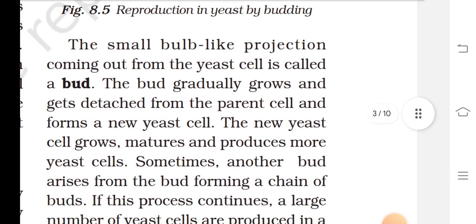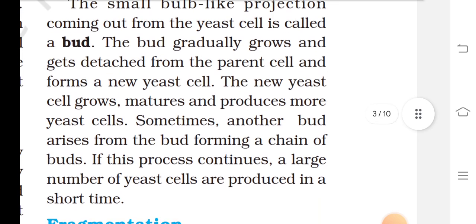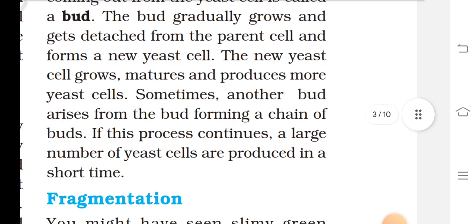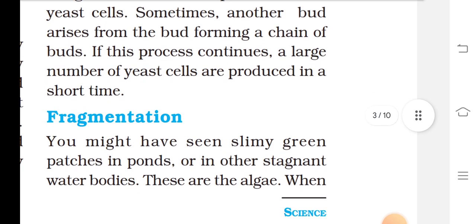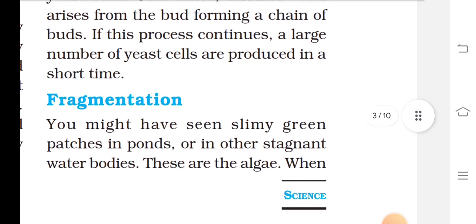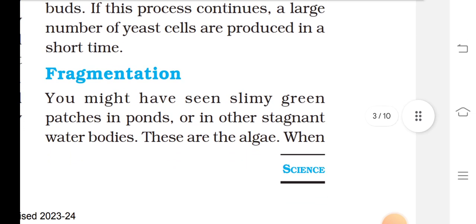The small bud-like projections coming out from the yeast cell are called buds. The bud gradually grows, gets detached from the parent cell and forms a new yeast cell. The new yeast cell grows, matures and produces more yeast cells. Sometimes another bud arises from the bud, forming a chain of buds. If this process continues, a large number of yeast cells are produced in a short time.